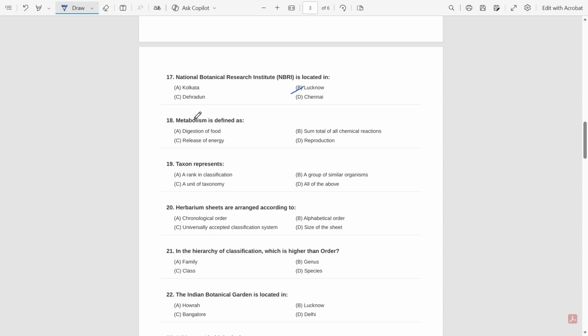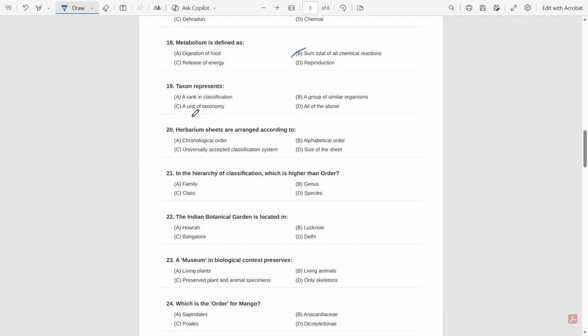18. Metabolism is defined as A. Digestion of food. B. Sum total of all chemical reactions. C. Release of energy. D. Reproduction. The answer is B. Why? It encompasses all biochemical pathways, anabolic and catabolic, in an organism.